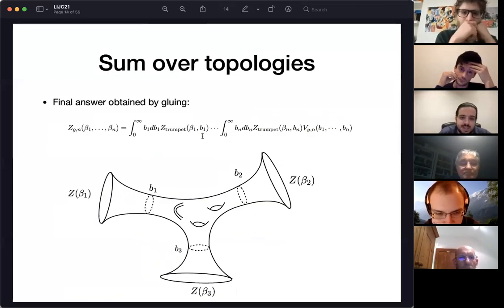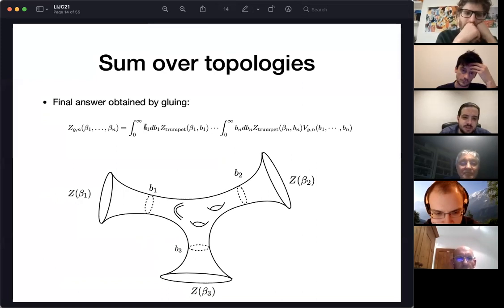And this is an example of what the final answer would look like. So we have this Weil-Petersson volume here. Depending on the B, we have these trumpets, one for each boundary. We multiply. And then when we integrate over B, we have dB, and then we have these factors of B. So the measure is BdB.